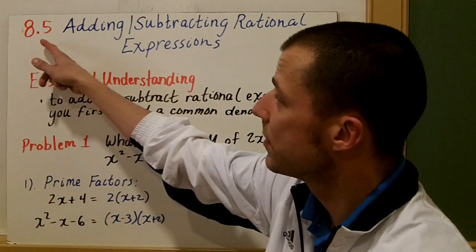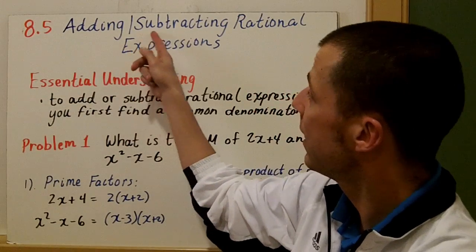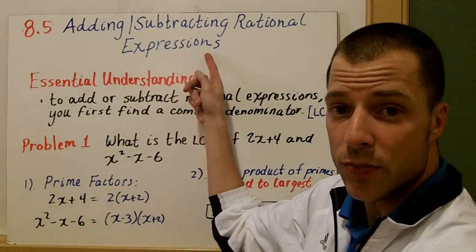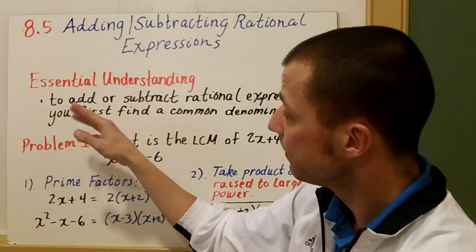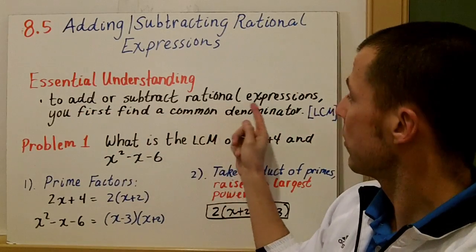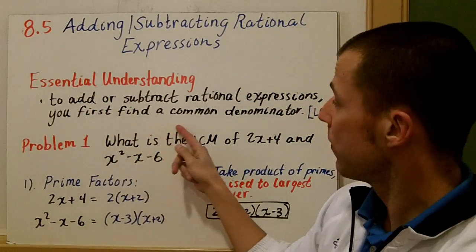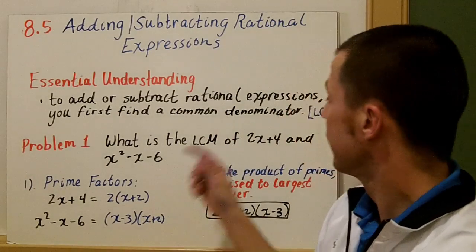Okay, welcome to section 8.5. We're going to be adding and subtracting rational expressions today. And the essential understanding that you need is that when we add or subtract rational expressions, you need to first find a common denominator.